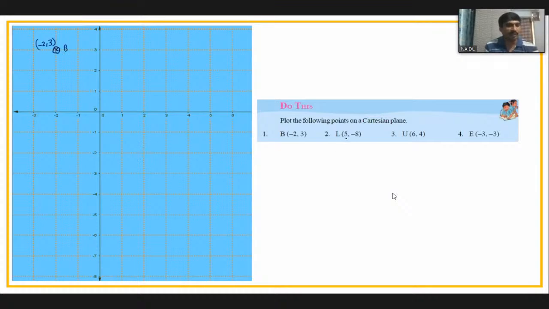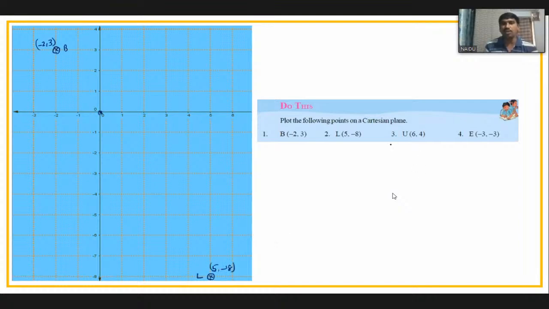Now the second one, L is 5 comma minus 8. We always have to start from the origin. From there, toward the positive direction of x-axis 5 units, and the negative direction of y-axis, that means not upside, downside, 8 units. So finally it will be this one. This is the point. So this point is L and this point is 5 comma minus 8.